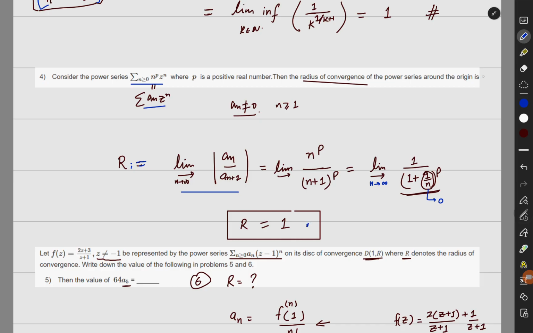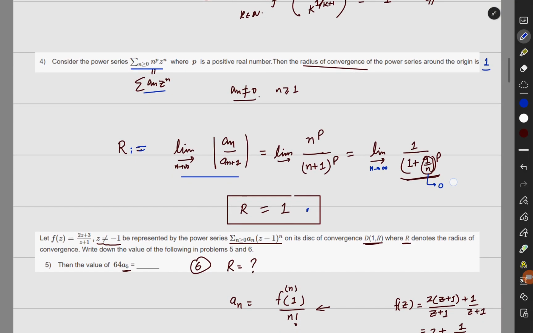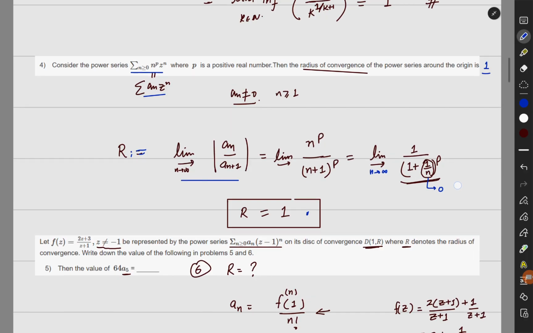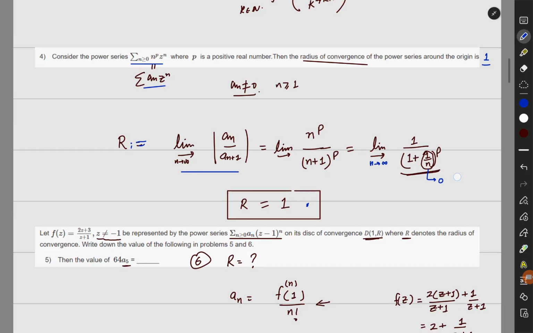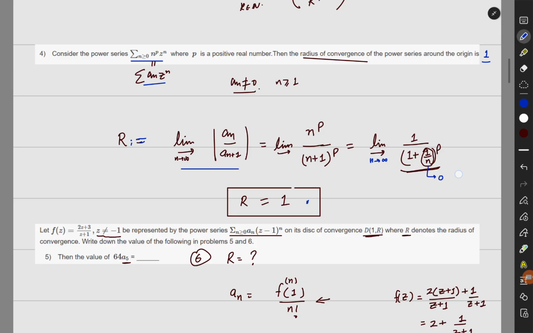So the radius of convergence around the origin is 1. Okay, I hope you understand till now. Because it is already solved, we are not giving more time to it. If you have any doubt, you can leave your comments on this video, and I will try to reply, because I'm not giving enough time to this, and these are already solved.